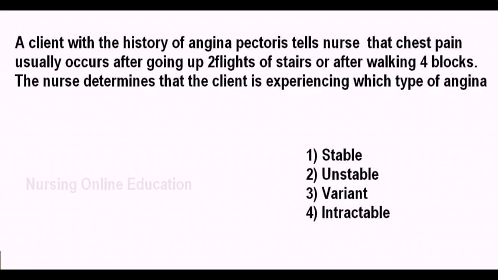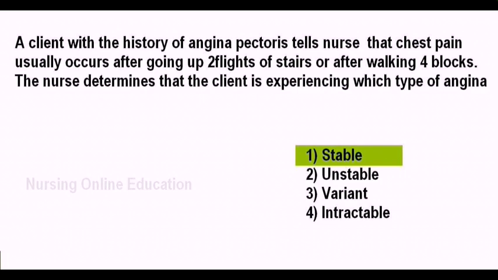So the rationale is that stable angina is triggered by a predictable amount of effort or emotion, and the second one, unstable, is triggered by an unpredictable amount of effort. In this question also they have already mentioned the amount of effort that the patient had taken, 2 flights of stairs and also walking 4 blocks, so it is predictable. So the answer is stable angina.